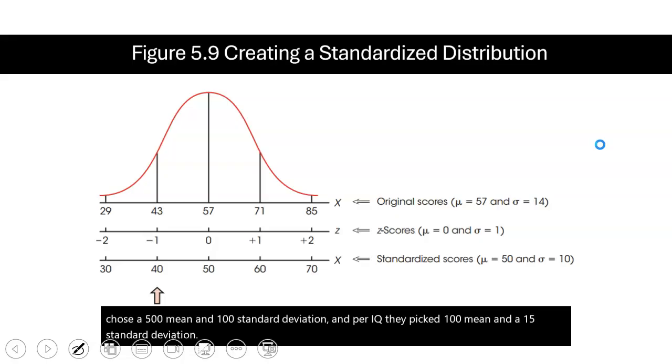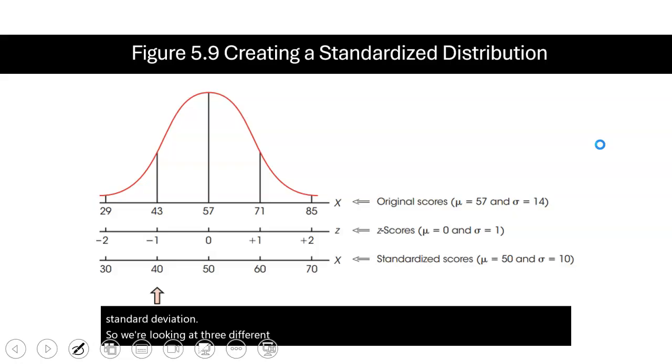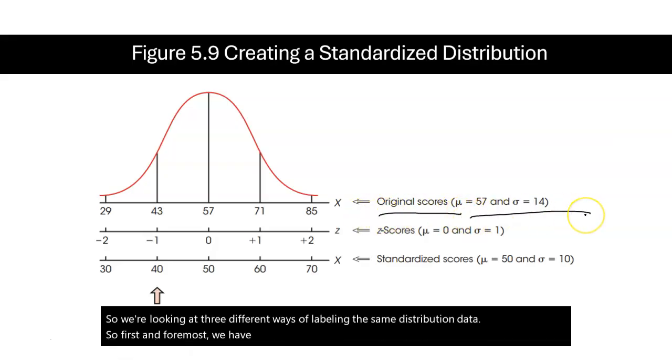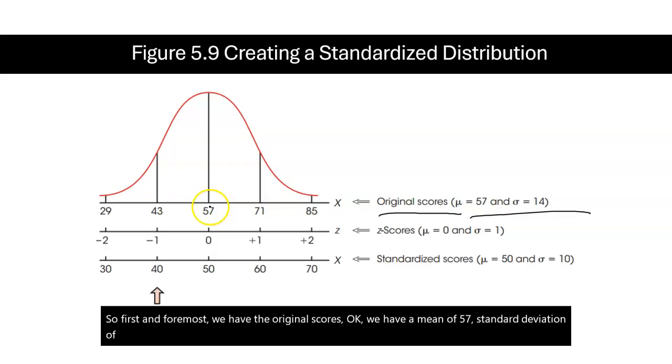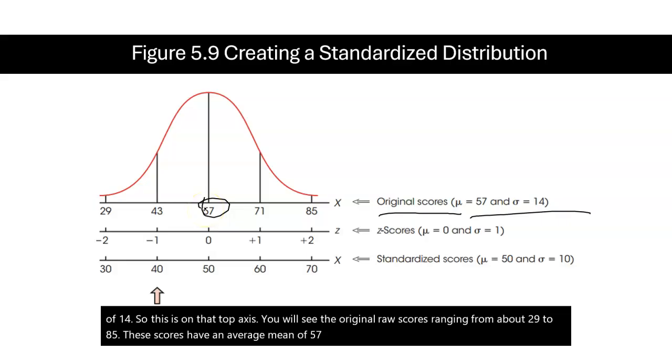So we're looking at 3 different ways of labeling the same distribution data. So first and foremost, we have the original scores. Okay, we have a mean of 57, a standard deviation of 14. So this is on that top axis. You will see the original raw scores ranging from about 29 to 85. These scores have an average mean of 57 and a standard deviation of 14.